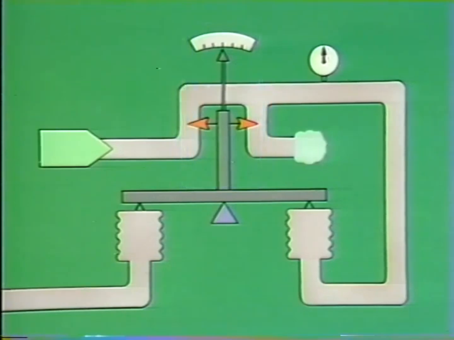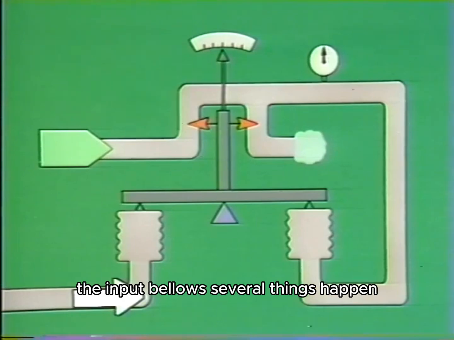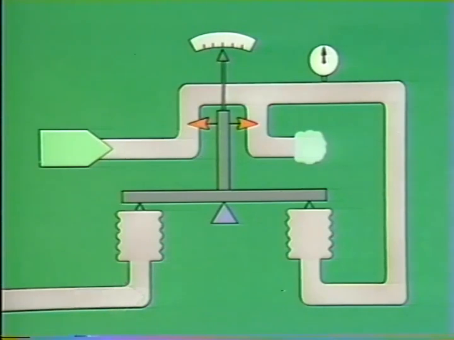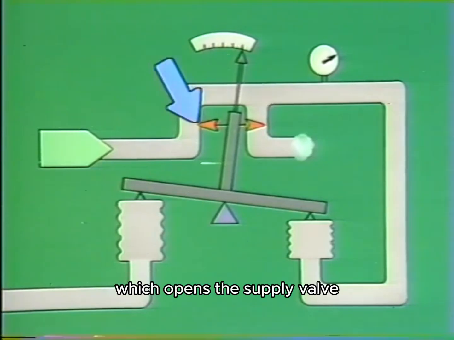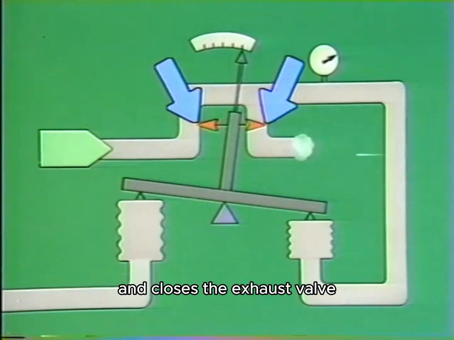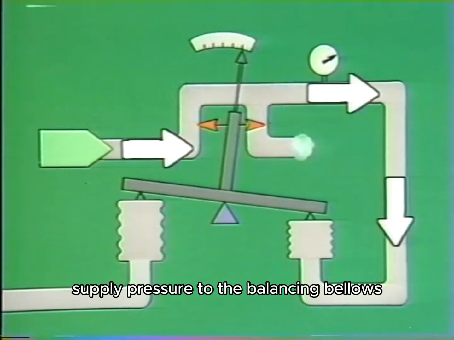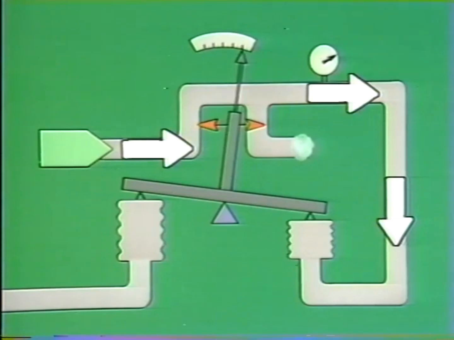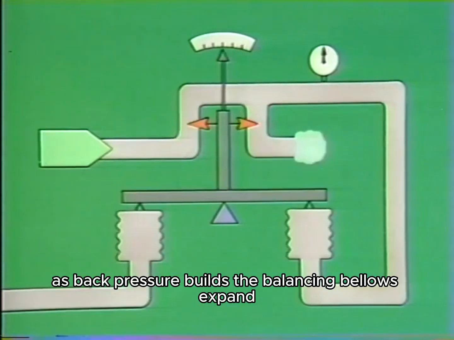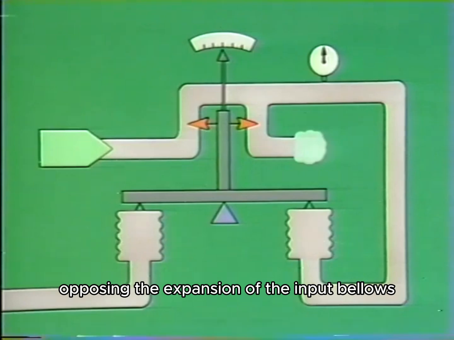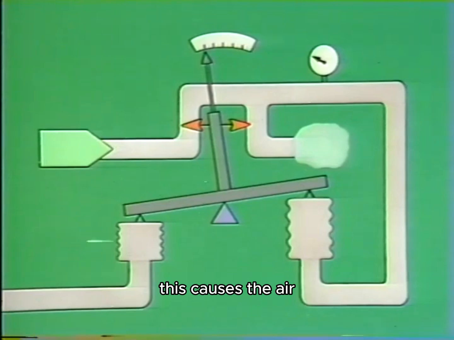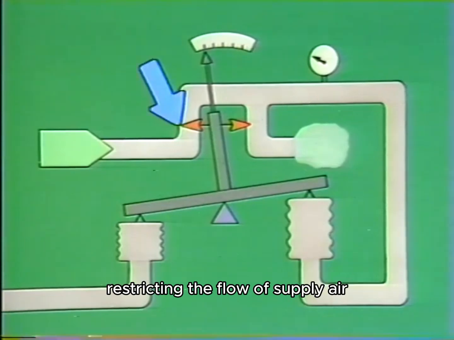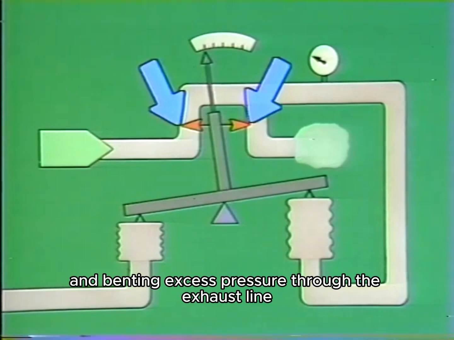It works like this. When an unknown pressure is applied to the input bellows, several things happen. The bellows expand, causing the error detector to move, which opens the supply valve and closes the exhaust valve, diverting the air supply pressure to the balancing bellows. As back pressure builds, the balancing bellows expands, opposing the expansion of the input bellows. This causes the error detector to move in the opposite direction, restricting the flow of supply air and venting excess pressure through the exhaust line.